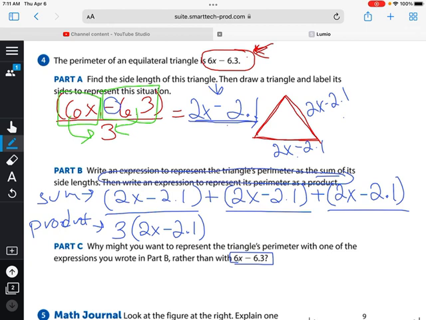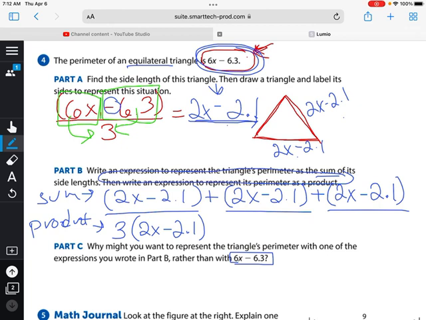If I go back to the original expression up here and I say this is the perimeter, there's no way for me to look at that and know that there are 3 sides. There's no way for me to look at that and know that all 3 sides are the same, or what the length of each side is. All that tells me is that this is the total of all of the 3 sides. If they didn't tell me that it was an equilateral triangle, I would not know that based off that expression.